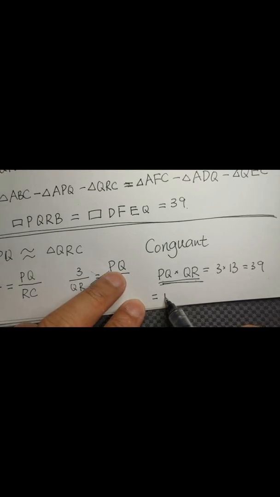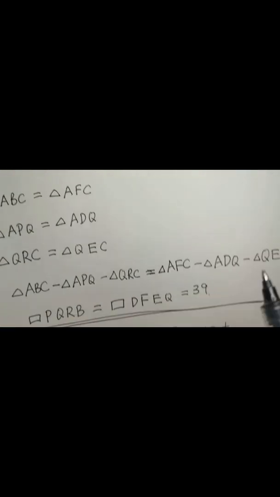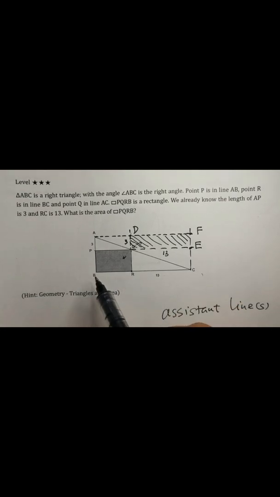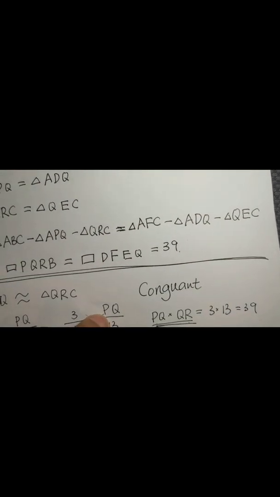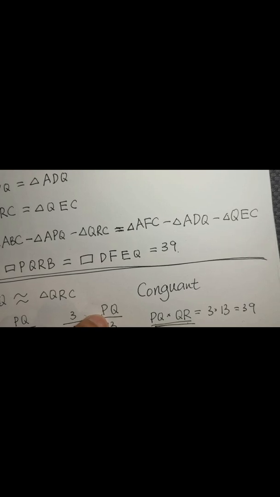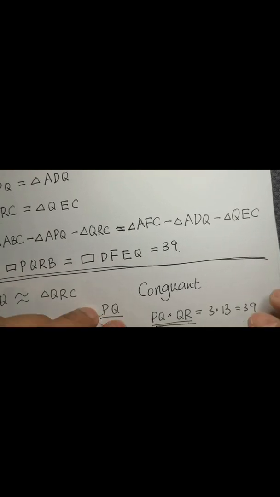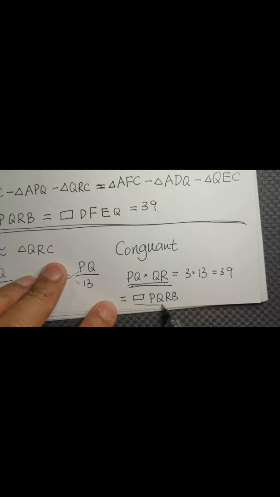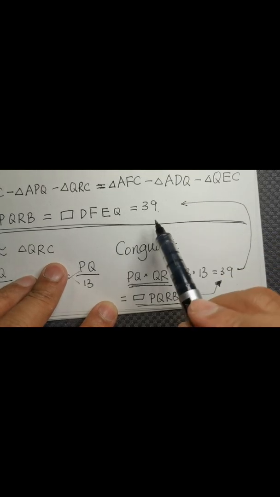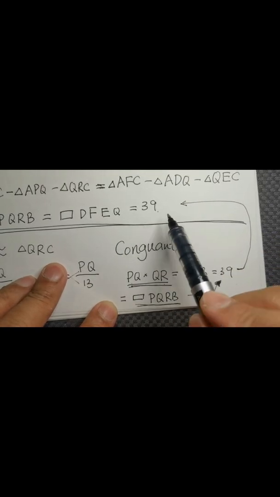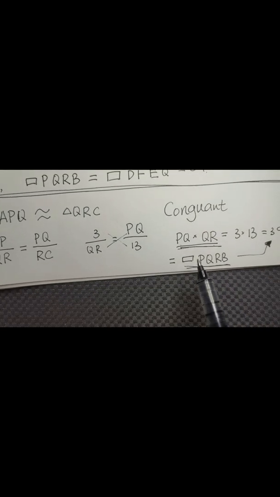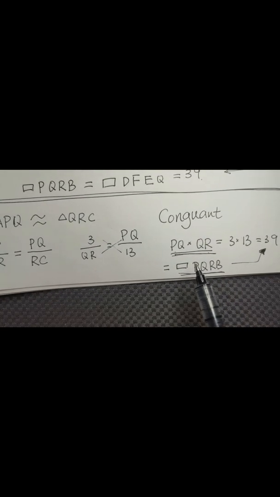So this is the area of rectangle PQRB. This means the area of PQRB is 39. We got the same value as the first solution. Obviously, the second one is easier.